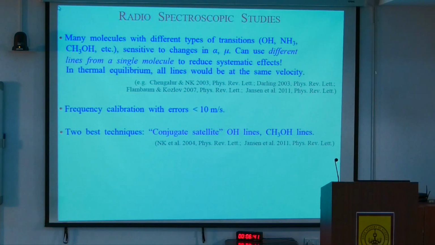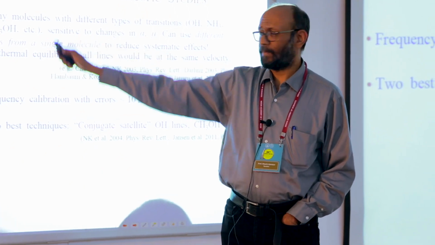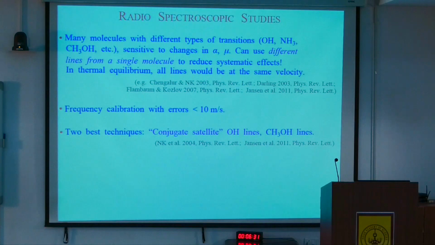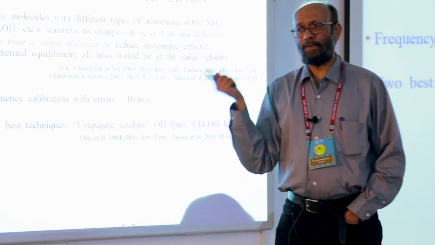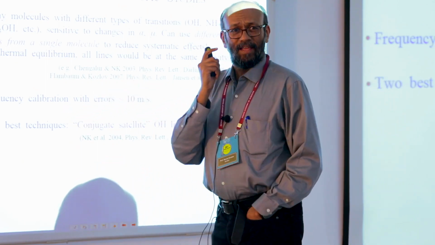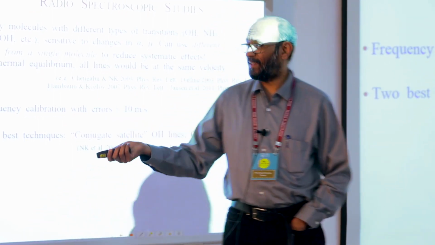The other nice thing in the radio is that you have this remarkable frequency calibration with errors which are less than 10 meters per second, and we can get to less than 1 meter per second if we wanted. That's good news for us. In the optical, it's about 2 orders of magnitude worse than this. The two best techniques today are what are called conjugate satellite OH lines and methanol lines. I'm going to focus on conjugate satellites today. And both of these have the property that the lines are special in that they come from the same gas. And you can test for this, which is why it's nice.